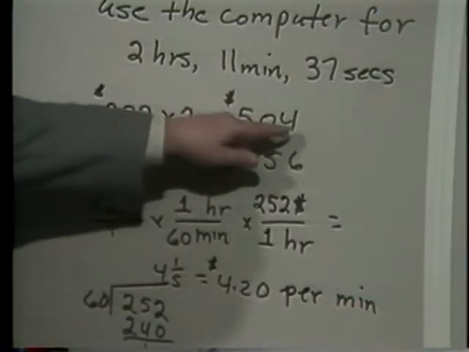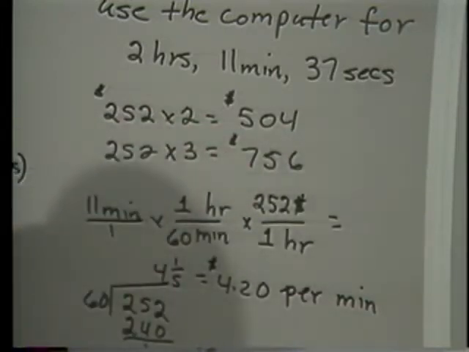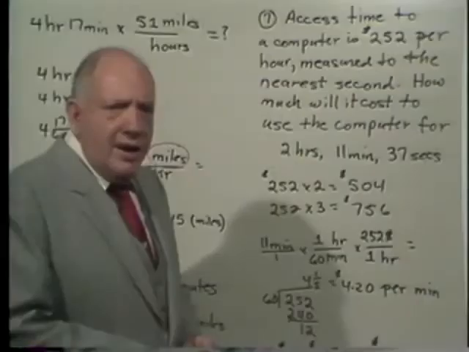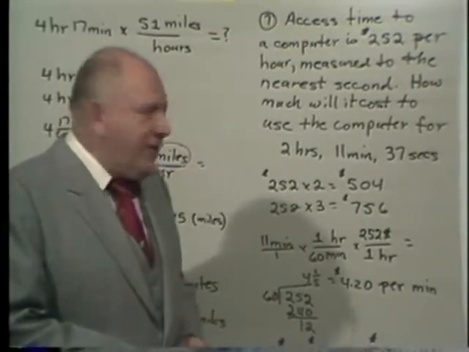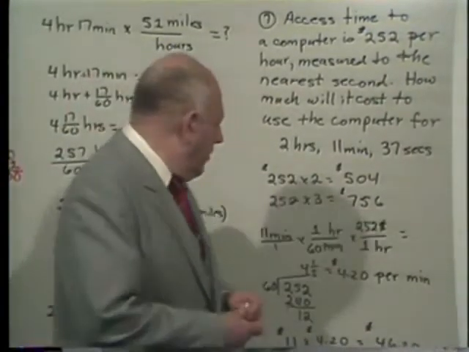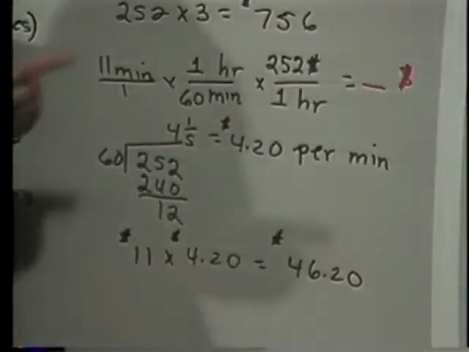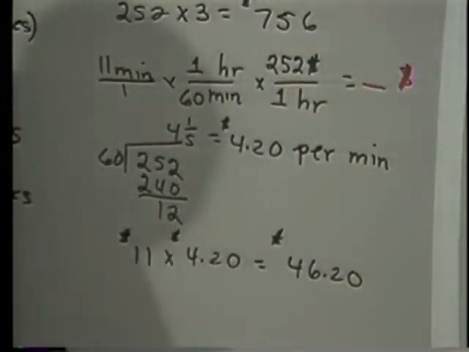More than $504, but closer to $504 than to $756. Now, suppose I wanted to find out at $252 an hour how much it would cost me to use this for 11 minutes. In other words, I want to fill in the blank: 11 minutes equals so many dollars. I can do all of this mechanically by dimensional analysis.